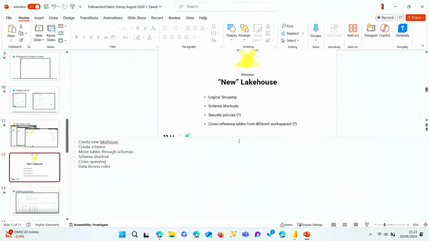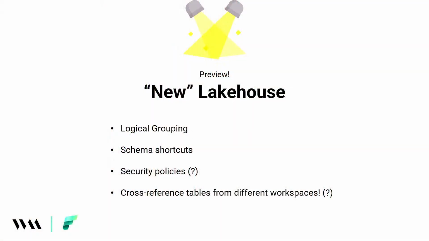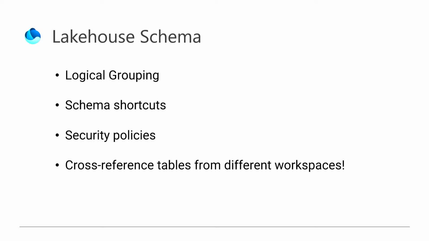So if we look at the feature description for a bit, we can see it has this new logical grouping. We can now organize and structure our data within the lakehouse using schemas to do so. So there's the logical grouping and we have the schema shortcuts. But if we look at the released features, as you can see on the slide here, it's also mentioned that there should be security policies and the ability to cross-reference tables from different workspaces. And especially the last one, actually both of them, were some of the features that I was so excited about digging into because those are really powerful.